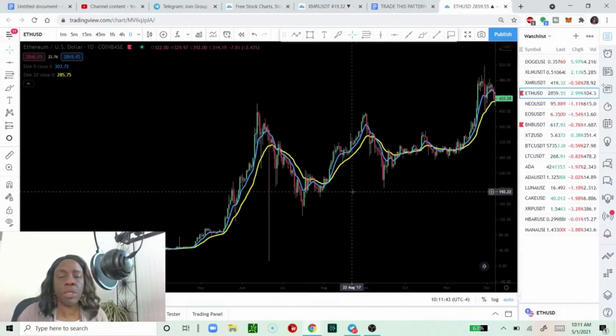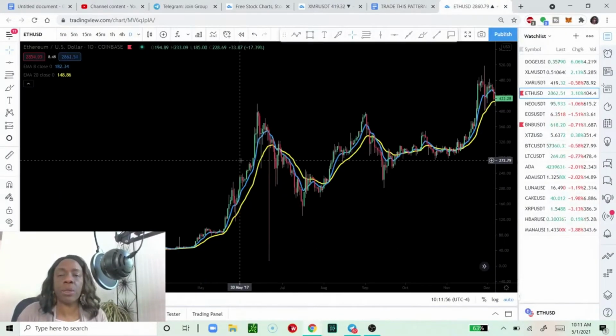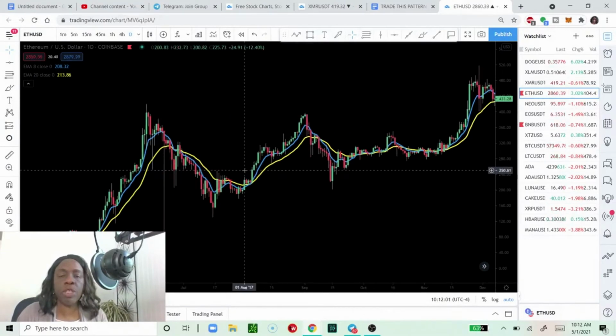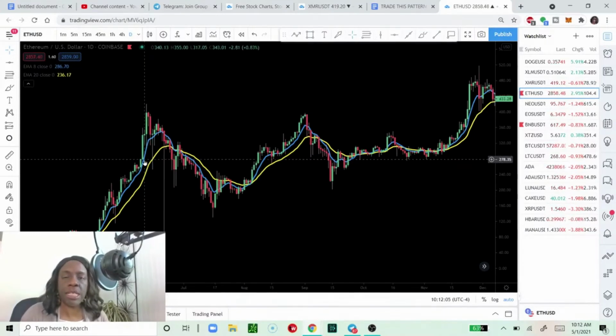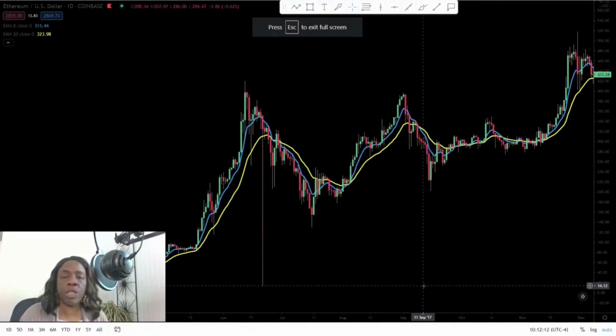Now, the thing with double tops is they may not be as clear cut and as perfect as in the textbooks, where the second top is exactly at the same price level as the first top. But this is what it's going to look like. If you zoom in too much, sometimes you lose the orientation of the shape. So let's just keep it this way. And this is our double top. Now let's look at what happened.